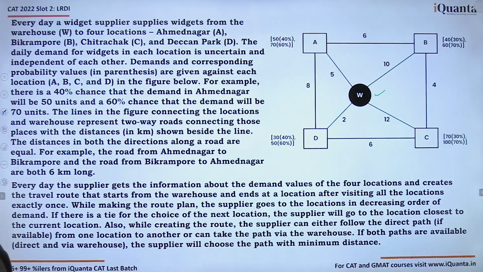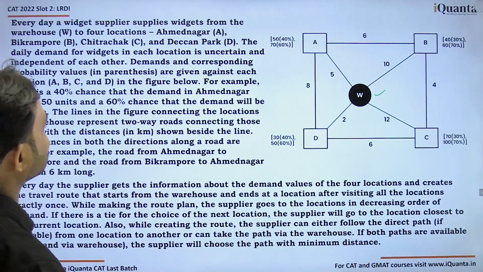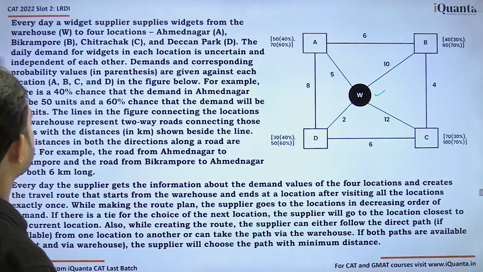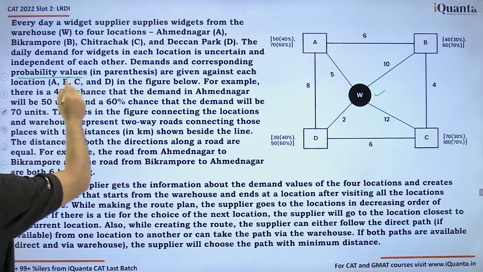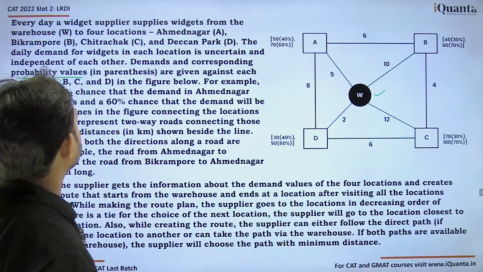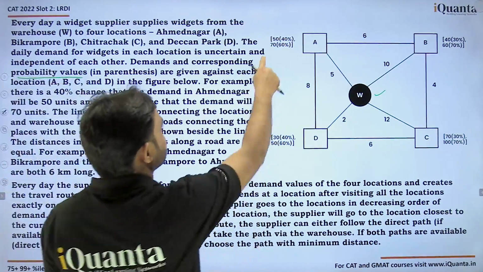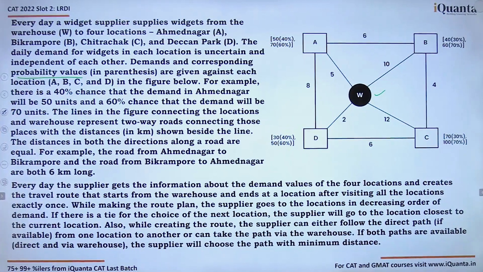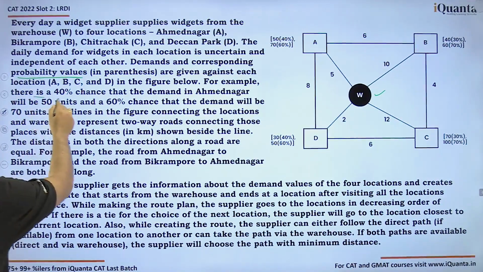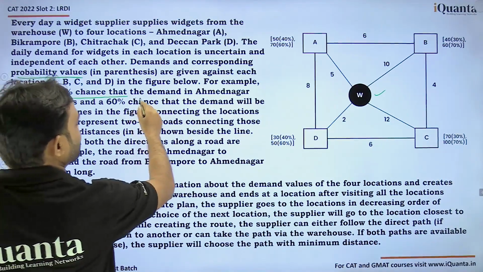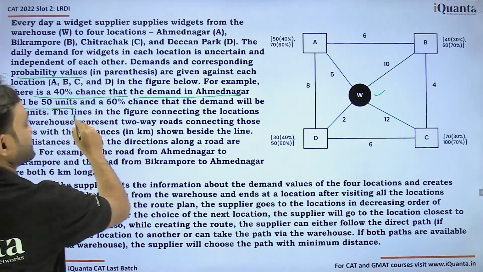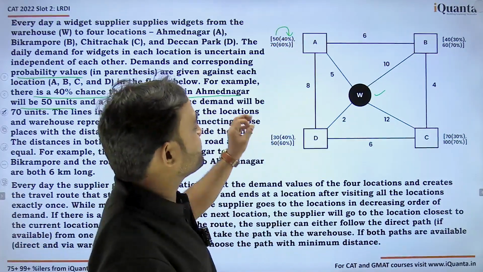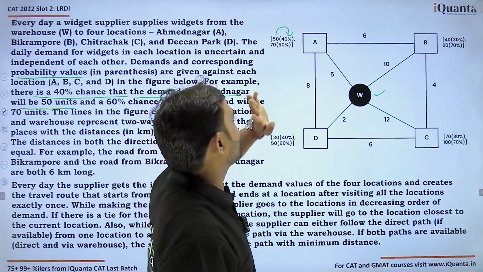Now it says the daily demand for widgets in each location is uncertain and independent of each other. Demands and corresponding probability values in parentheses are given against each location A, B, C, D. These are the values given as per demand and their probability. For example, there is a 40% chance that the demand in Ahmednagar will be 50 units. This 50 and this 40. So demand in Ahmednagar is 50 units, and the probability of that happening is 40%.